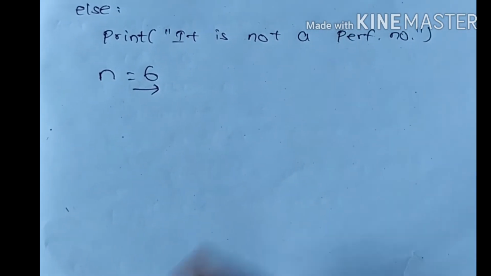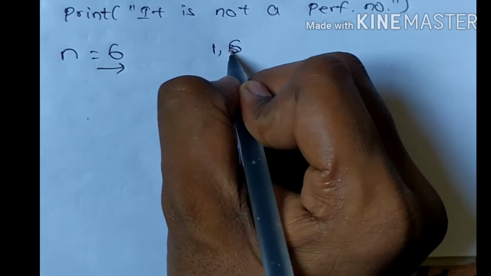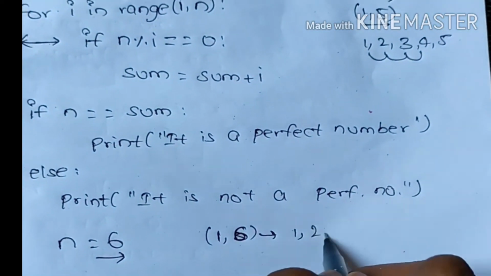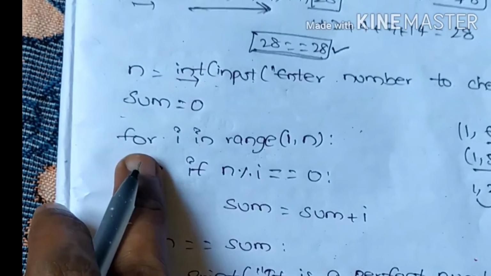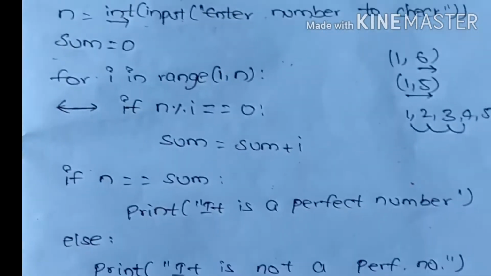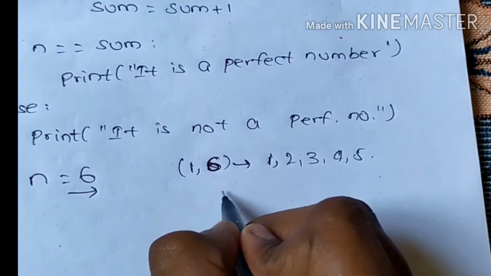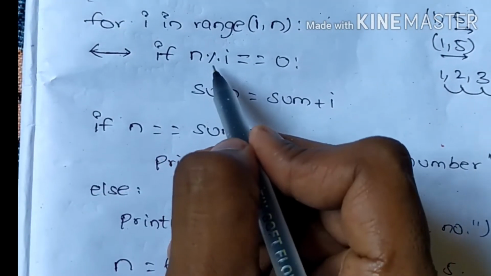For this, the loop will run from 1 up to 6. The loop will run up to 1, 2, 3, 4, 5 only. If we see the for loop, for I in range 1, n, first the number I will be 1. Then it goes to the if condition.